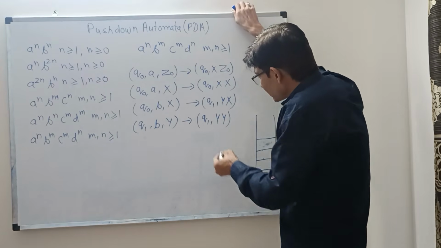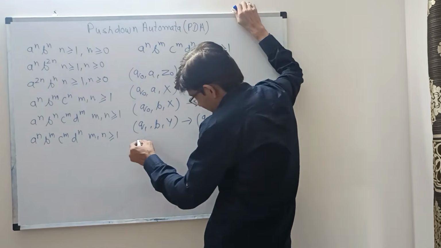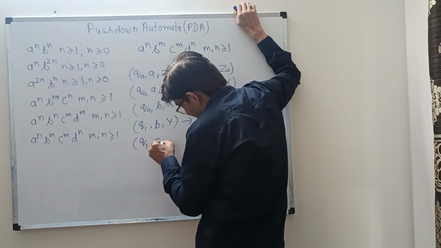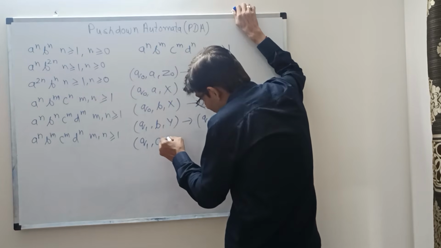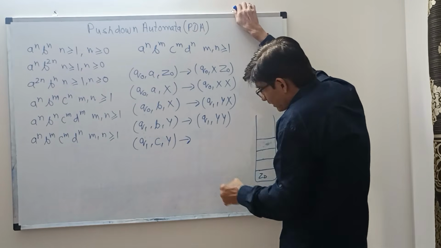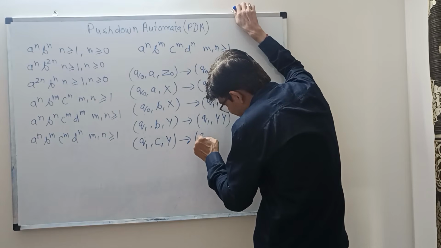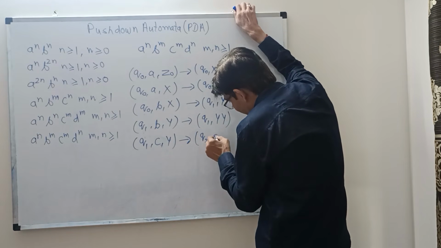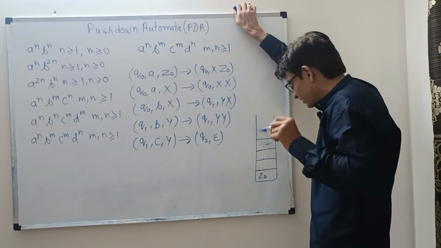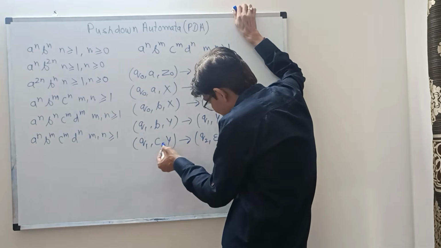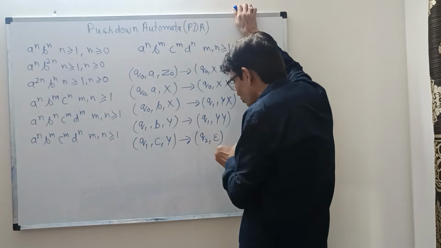Now, on Q1, you will read the first C. Then the stack top must be Y at that time. So now I can change my state to Q2 and I will remove this Y from the stack as per our logic. Now, after reading the first C, I have changed my state to Q2.